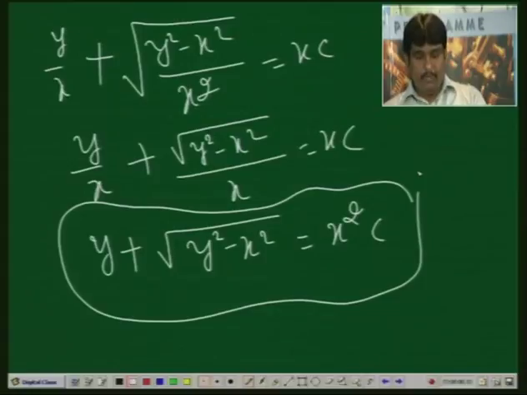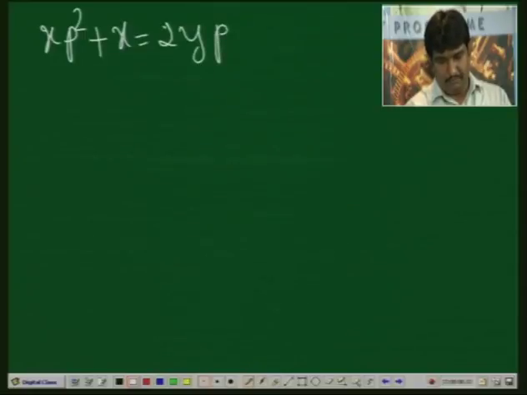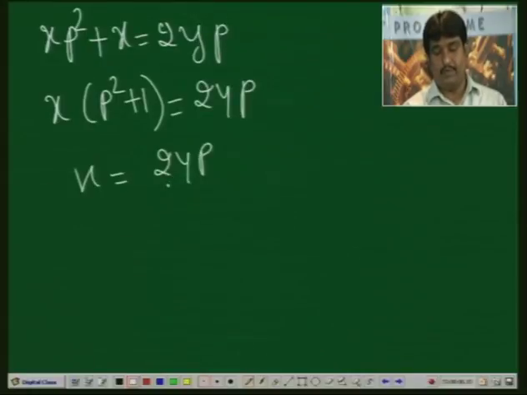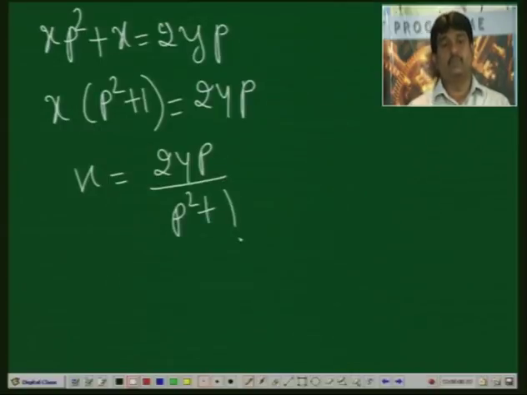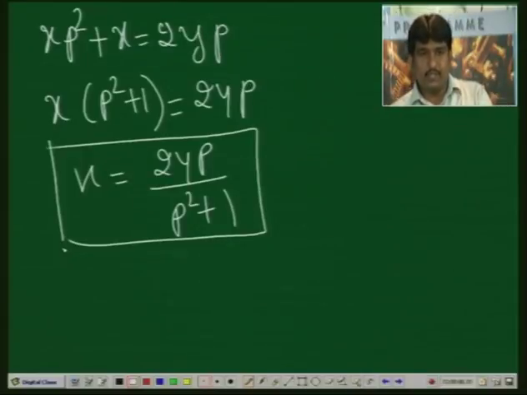So, this is solvable for p. Now, how to solve this using the solvable for x technique? The differential equation was xp square plus x equals 2 into y into p. If you take x common here, it is x into p square plus 1 equals 2yp. Therefore, x equals 2yp divided by p square plus 1. I have expressed this equation in terms of x.